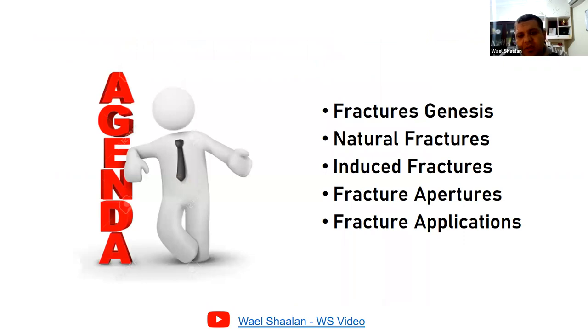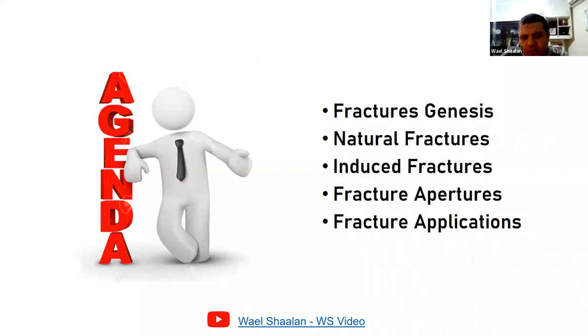So our agenda for today: we will firstly learn what fractures are and how they form. Then we will see different types of fractures from borehole image, starting with natural fractures, which occur by stress, deformation, faulting, folding, geological tectonism and geological events. Then we have induced fractures, which are induced by drilling operation. We will see how these look in the borehole image and explain how to differentiate between natural and induced fractures.